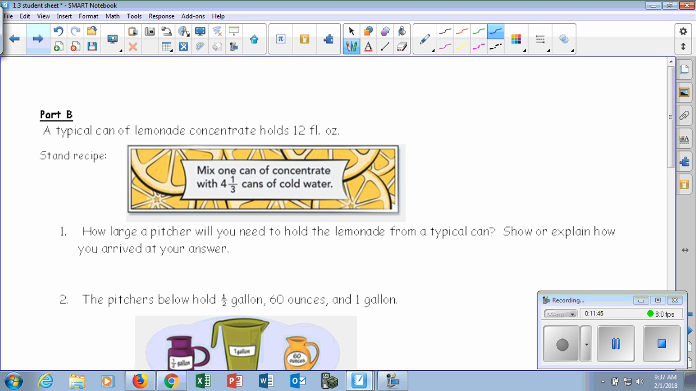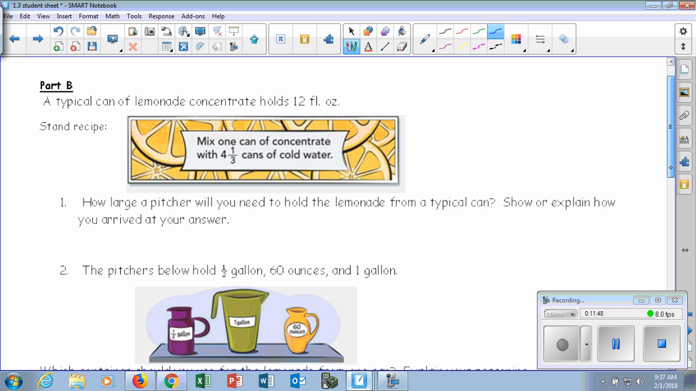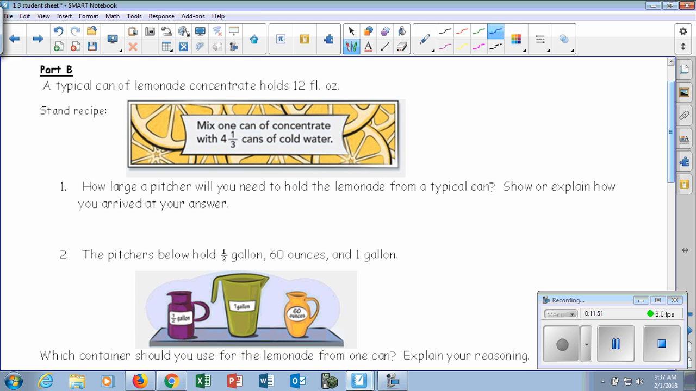Okay, so if we go on to the back page, this is very similar, but now we have it written a little different. A typical can of lemonade is still 12 fluid ounces. One can of lemonade holds 12 fluid ounces. The standard recipe says 1 can of concentrate with 4 1/3 cups of cold water. All right, well now we're working with a little bit funkier of a number, aren't we? Okay, how could we do that? 1 is a whole number. What is our total?